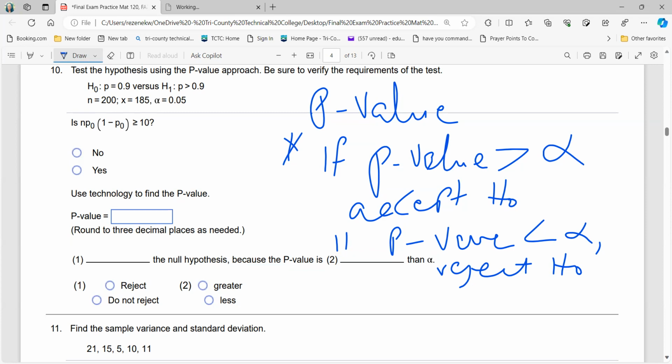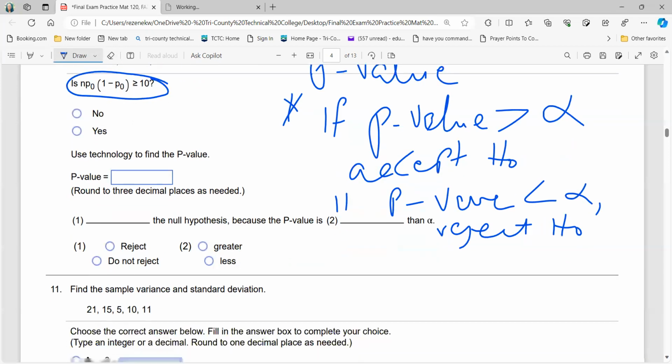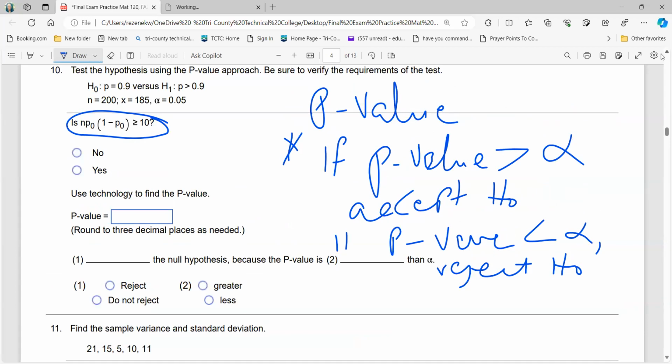Is the variance of this data greater than 10? If the variance is not greater than 10, you are not allowed to do inference. If the variance is less, you stop there. So I want to check the variance. Are the conditions satisfied? I already know that condition number 1 is satisfied because 200 is less than 5% of the population of America.